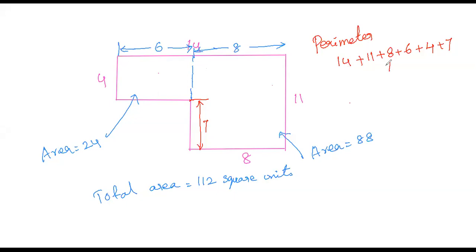Okay. 14, 8, 11, and 4. No, I think it's 50. We get 50. Yeah, I think we get 50. Please try to add all these. Okay, but one thing you need to remember, guys, don't take the inner side values to find the perimeter. The perimeter definition says the distance around the diagram, around the shape. Okay.